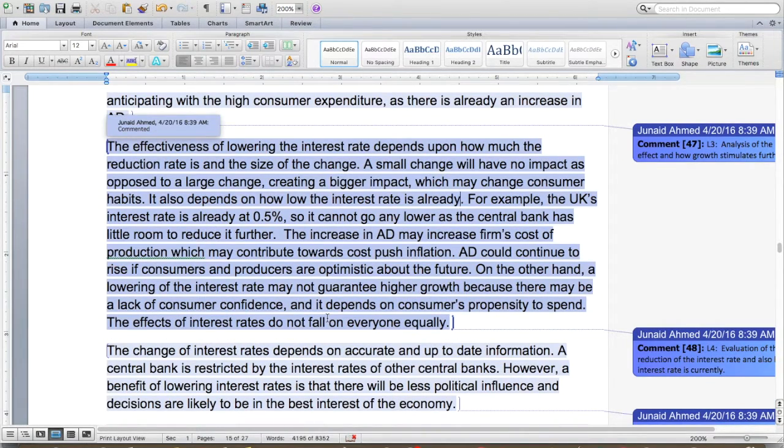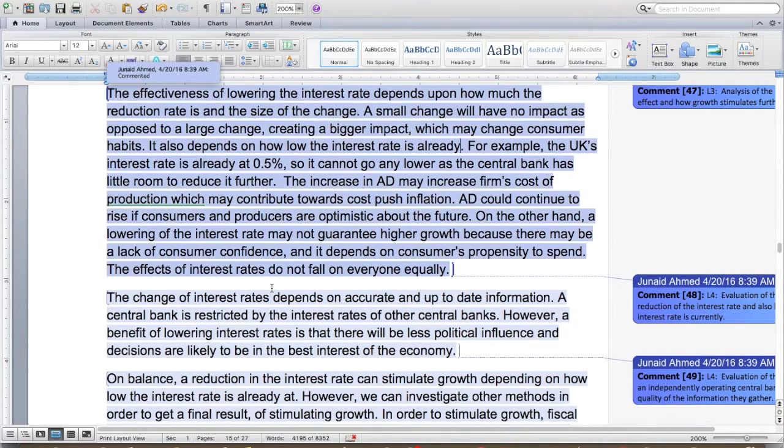The effective interest rates do not fall on everyone equally. Excellent point. Strong evaluation. Point after point made and clearly explained. The change of interest rates depends on accurate and up-to-date information. A central bank is restricted by the interest rates of other central banks. However, a benefit of lowering interest rates is that there will be less political influence and decisions are likely to be in the best interest of the economy.